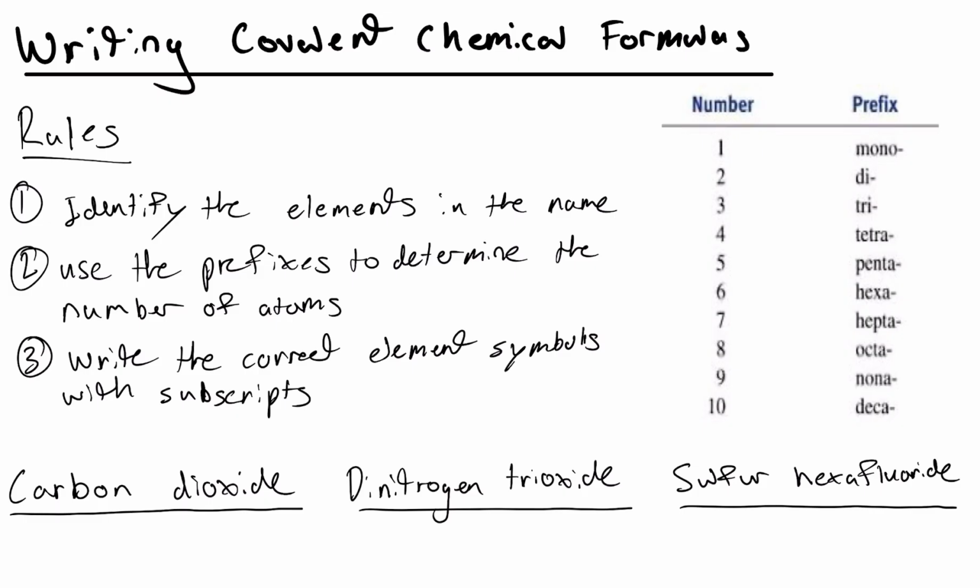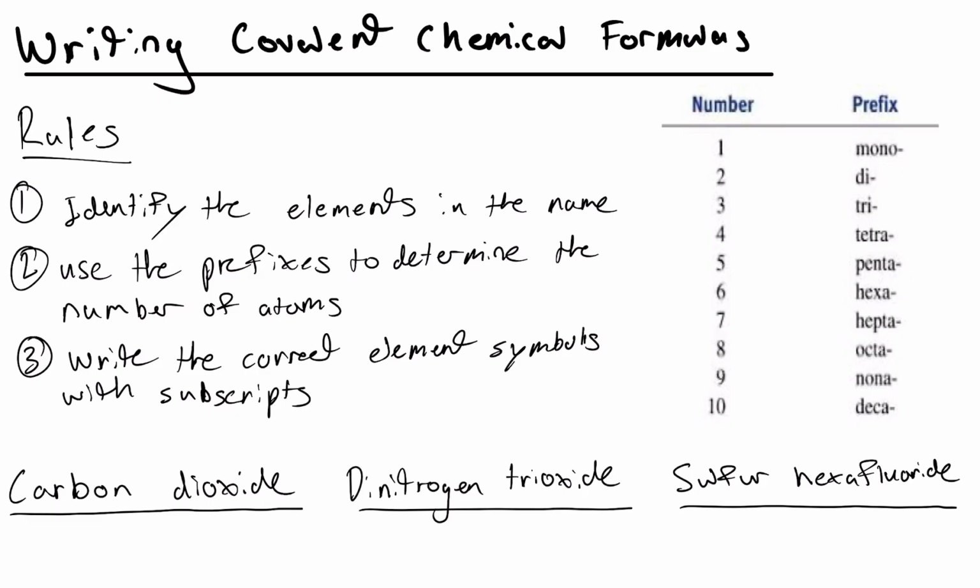And so the names of these compounds always include, not always, but oftentimes include prefixes that will tell you exactly how many atoms of each element are in the molecule. Now, before we can begin naming, we need to go over some rules. So the three rules for naming them are, firstly, we need to identify the elements which are in the name. Then, we need to use the prefixes to determine the number of atoms. And lastly, we need to write the correct element symbols with subscripts. So you'll find that naming covalent compounds is oftentimes quite a bit easier than naming ionic compounds.